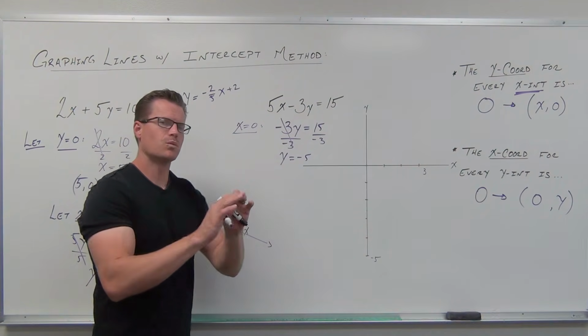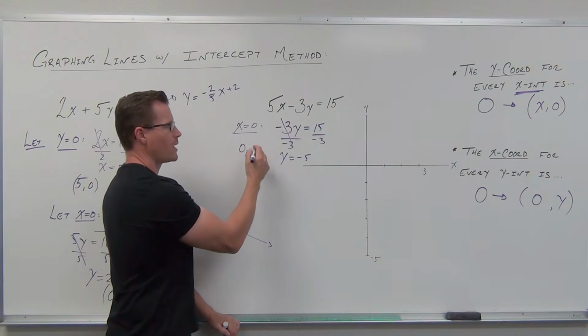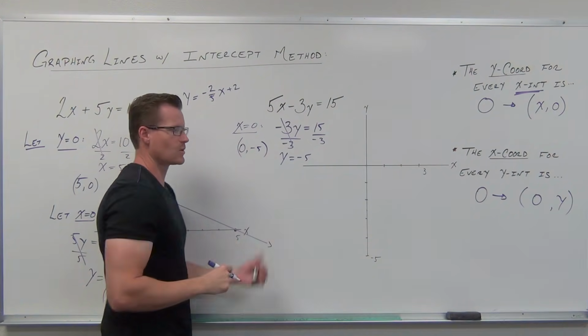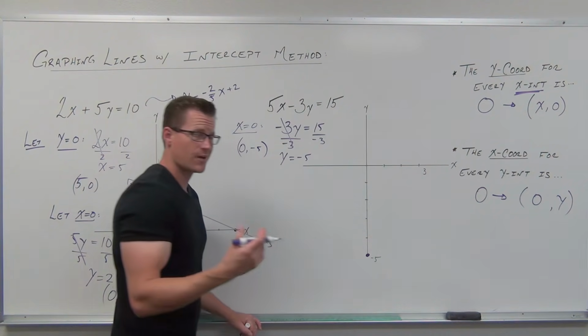So one more thing, right, as a point. We know we plugged in 0 for x. That is how we got the y-intercept. We got negative 5 as the y-coordinate of our y-intercept. Hey, that's here. Man, we're halfway done.